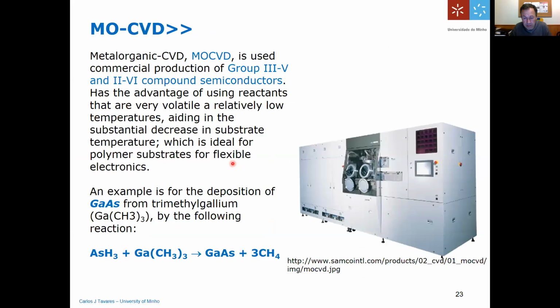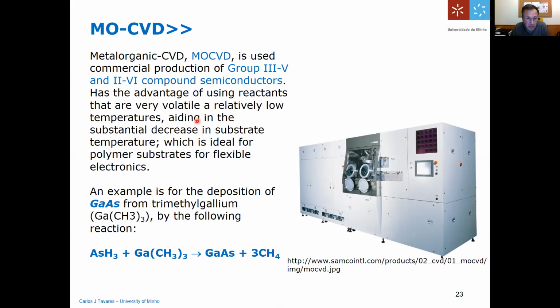And now let's take a look at an industrial machine to produce, for example, gallium arsenide, which is very important in the semiconductor industry. In this case, it's a metal organic CVD, so MO-CVD. MO-CVD is used for the commercial production of group 3-5 and group 2-6 compound semiconductors. It has the advantage of using reactants that are very volatile, at a relatively low temperature.